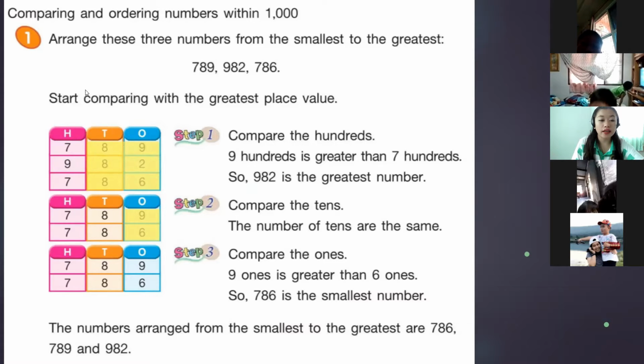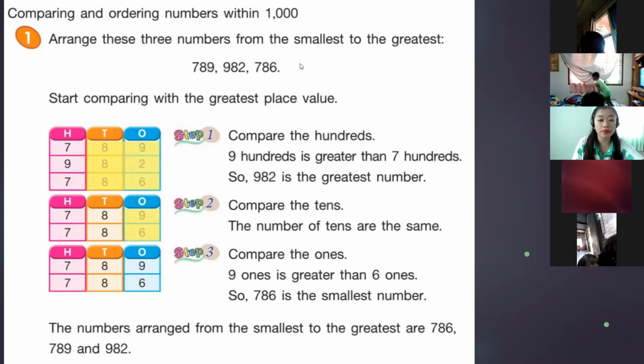Next, we have the number 982. In the hundreds place, we have 9. In the tens place, we have 8. And in the ones place, we have 2. And last number, we have 786. In the hundreds place, we have the number 7. In the tens place, we have the number 8. And in the ones place, we have the number 6.